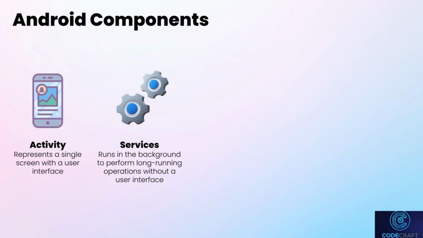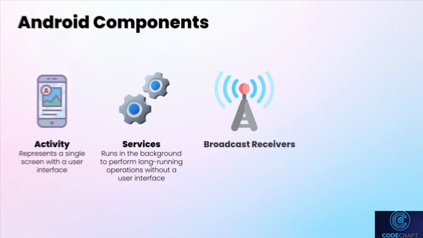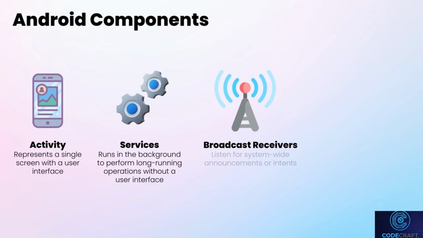For example, imagine a music streaming app. The playback functionality could be implemented using a background service that continues playing music even when the user switches to a different app. The third component is the broadcast receivers.